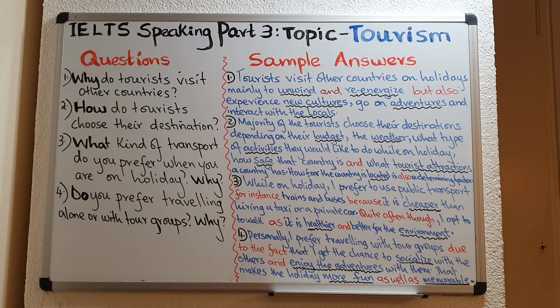So majority of the tourists choose their destinations depending on their budget, the weather, what type of activities they would like to do on holiday, how safe that country is, and what tourist attractions a country has. How far the country is located is also a determining factor.